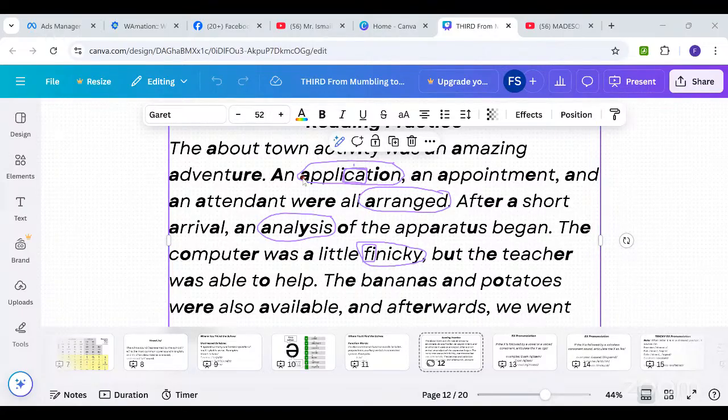Okay, the finicky. Where is the stress on the finicky? Not finicky. Finicky. You're stressing the first, FI. Finicky. How about the analysis? Where is this stress? Analysis. You're stressing that. Analysis. Finicky. Finicky. Analysis. Application, an appointment, appointment.